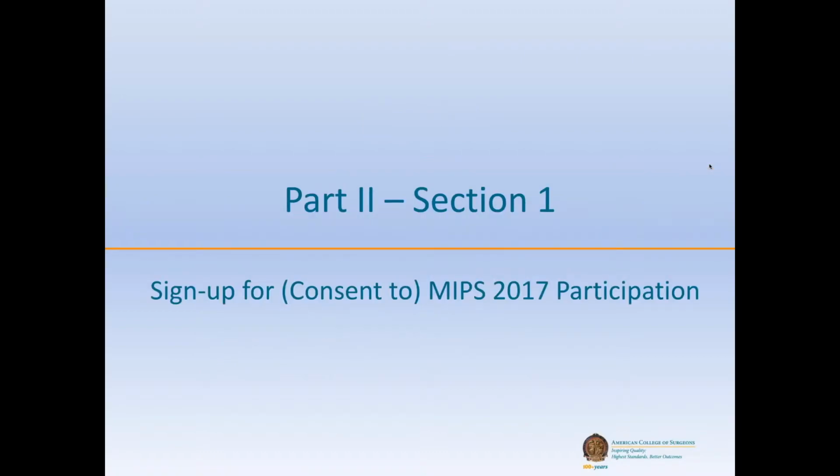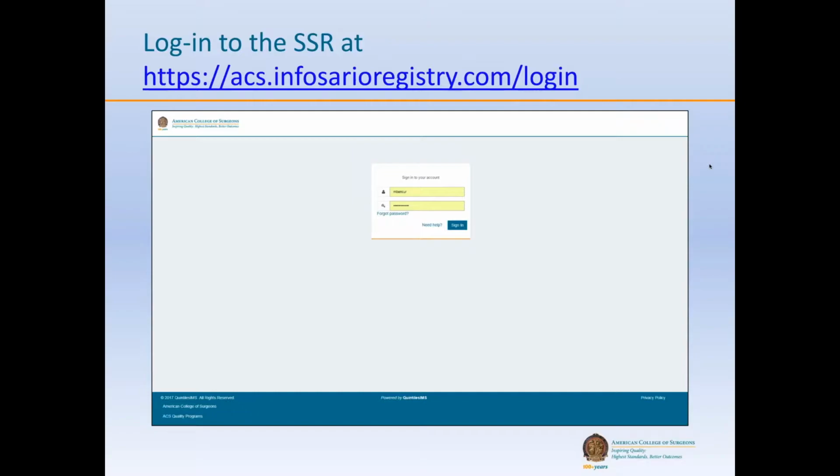Section 1. Sign up for MIPS 2017 participation. Before we begin this demonstration, I would like to note that this demonstration will proceed as though you already have an SSR account. If you do not have an SSR account currently, please contact us at ssr@facs.org to begin the registration process, or visit our website at facs.org.